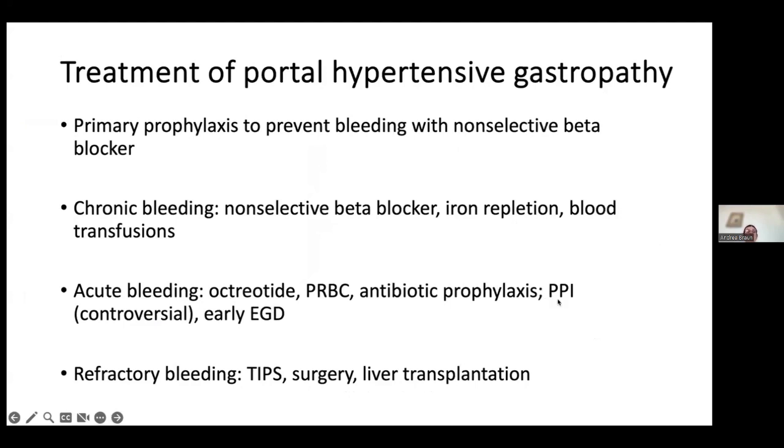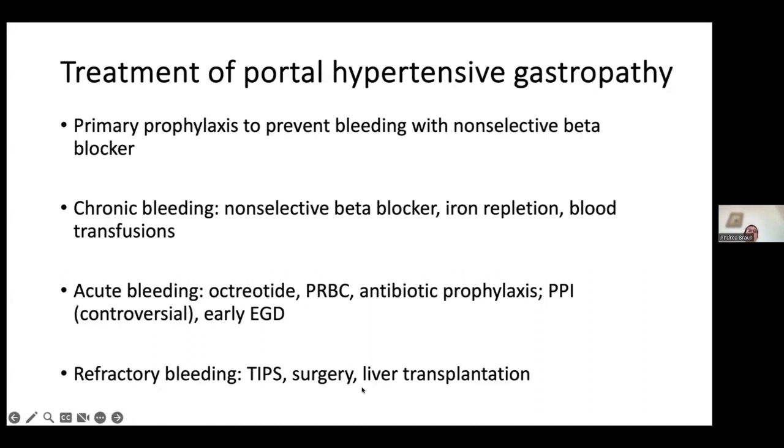PPI is controversial, but we usually give both octreotide and a PPI. Blood is needed, and antibiotic prophylaxis. That's true not just for variceal bleeders. I want to make sure you all understand it: any type of cirrhotic who has a GI bleed, even if it's a bleeding ulcer, needs antibiotic prophylaxis.